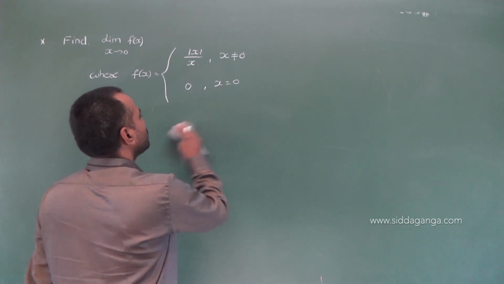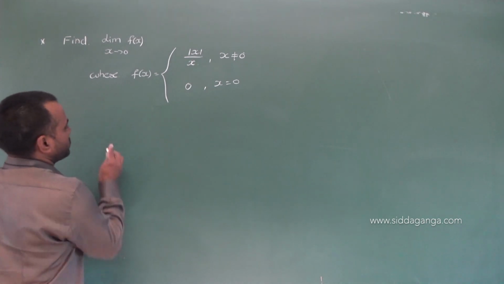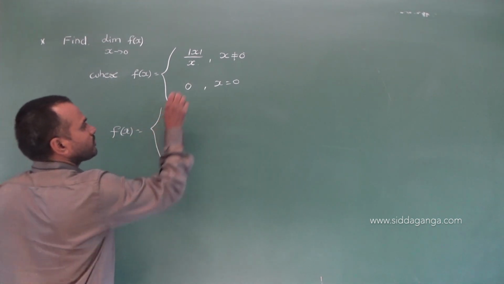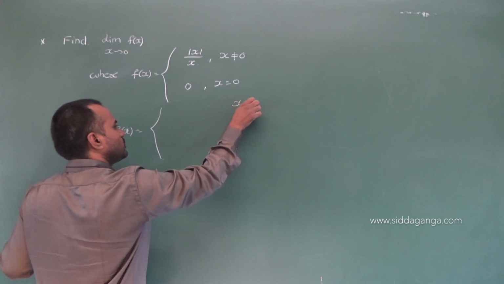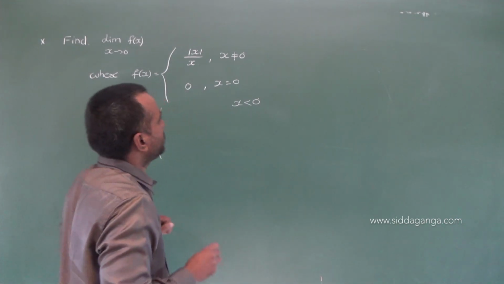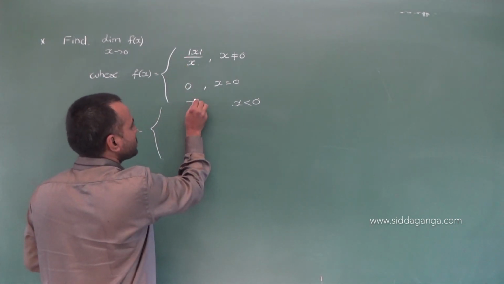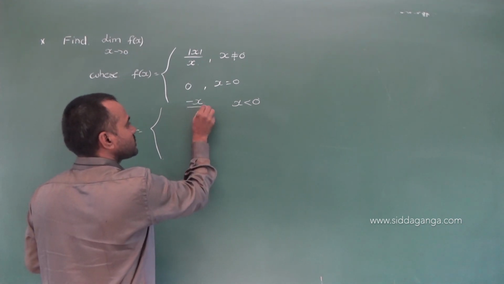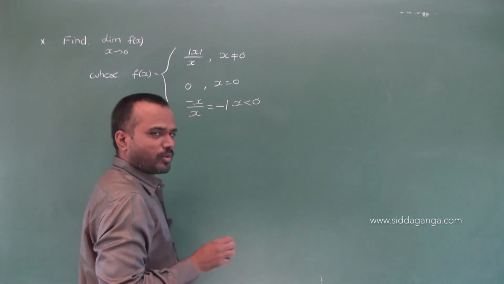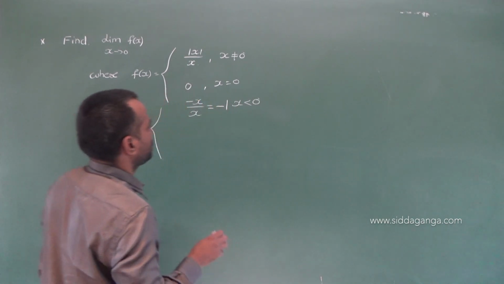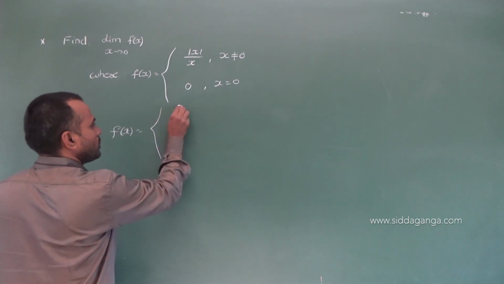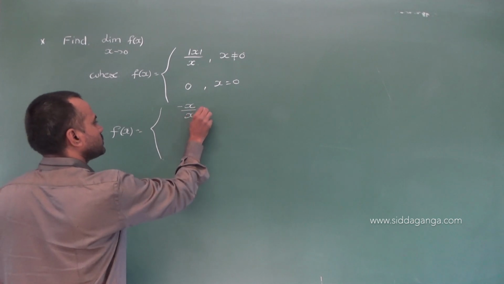Then one by one we split the function first. f of x: if I take the domain less than 0, in that, mod x is minus x. Just now I told, minus x divided by x is equal to minus 1. Got my point? Because x gets cancelled. So I write once again here: minus x divided by x is minus 1.